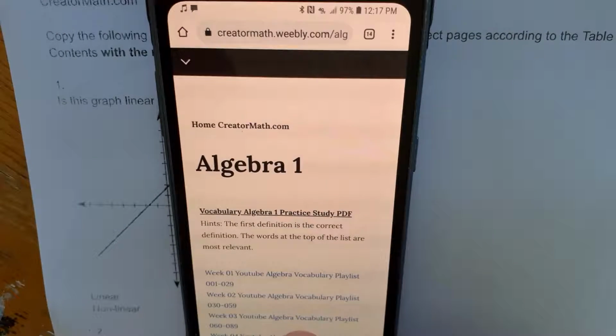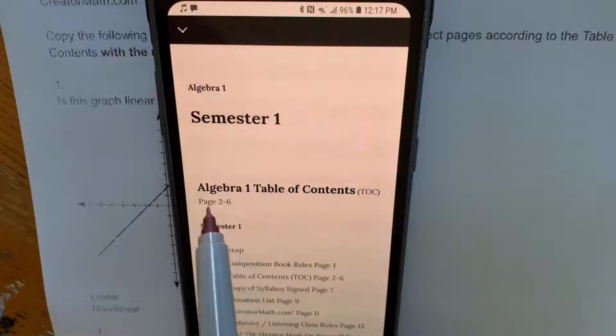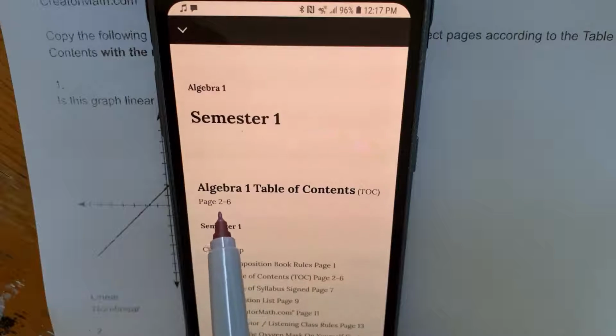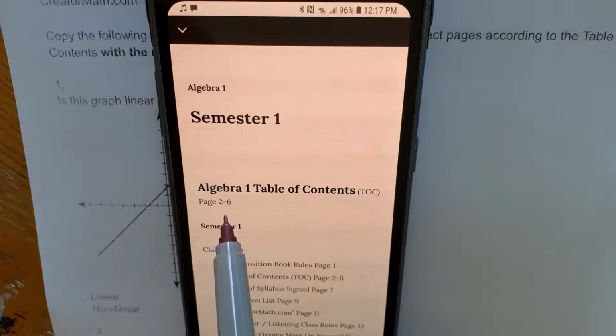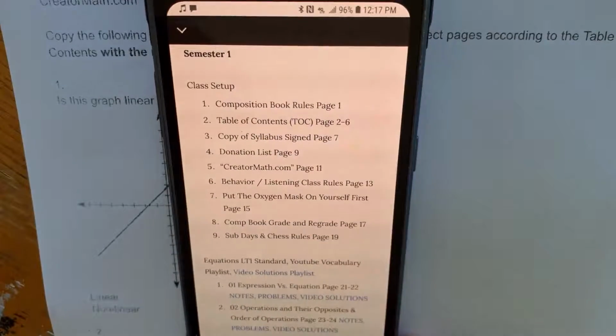Well, first, let's find the semester we're in. So for this video, let's find the semester. There it is. Went flying by. This is the semester for the video we're making. This is called the table of contents. Now, you should have copied this entire table of contents into pages 2 through 6 of your comp book already. If you haven't, stop what you're doing now and go ahead and watch all the videos and do that. Put this in. This tells you where everything in the comp book goes.